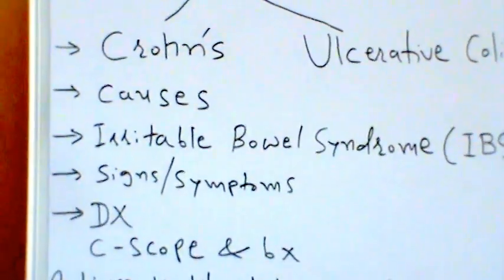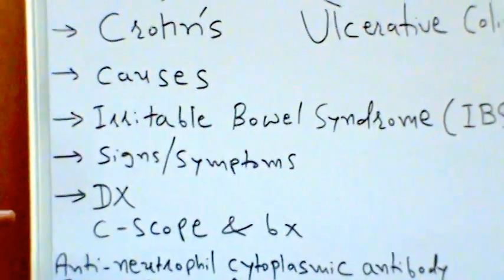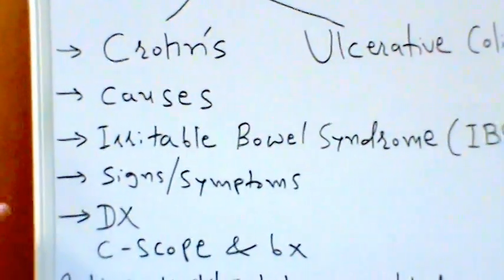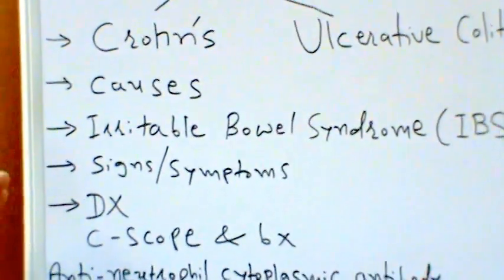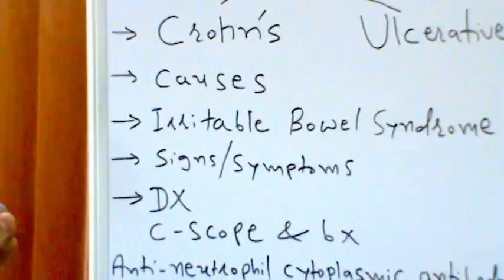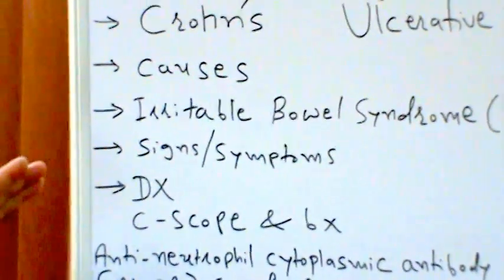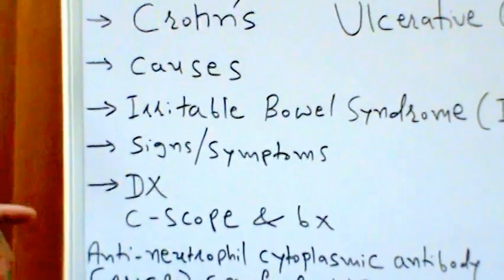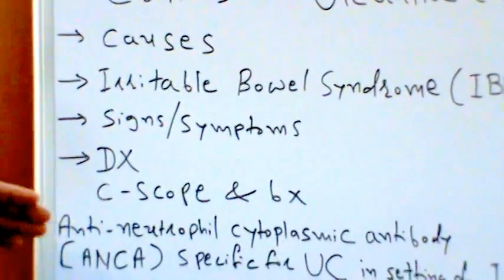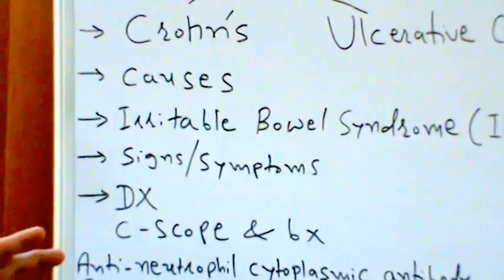Now, let's look at the signs and symptoms. Again, it depends upon the GI location involved, but given there are many similarities, commonly encountered symptoms are diarrhea, weight loss, blood in the stool, abdominal pain, frequent bowel movements with small volume, incontinence, and fever.